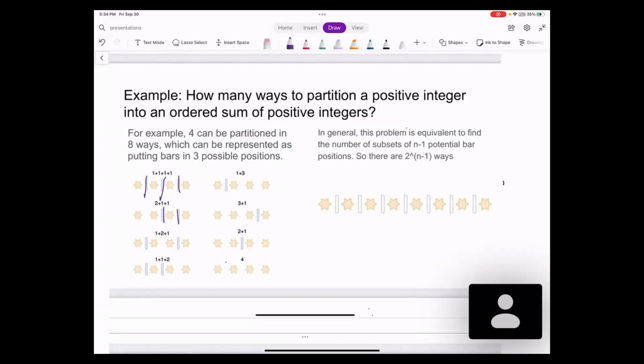Okay, so in general, this problem would be equivalent to finding the number of subsets of n-1 potential bar positions. So say in this case, if there are n stars, then there will be n-1 bar positions. Each of these positions has 2 choices, whether it has a bar or it does not have a bar. So the total number of combinations will be 2 to the n-1.